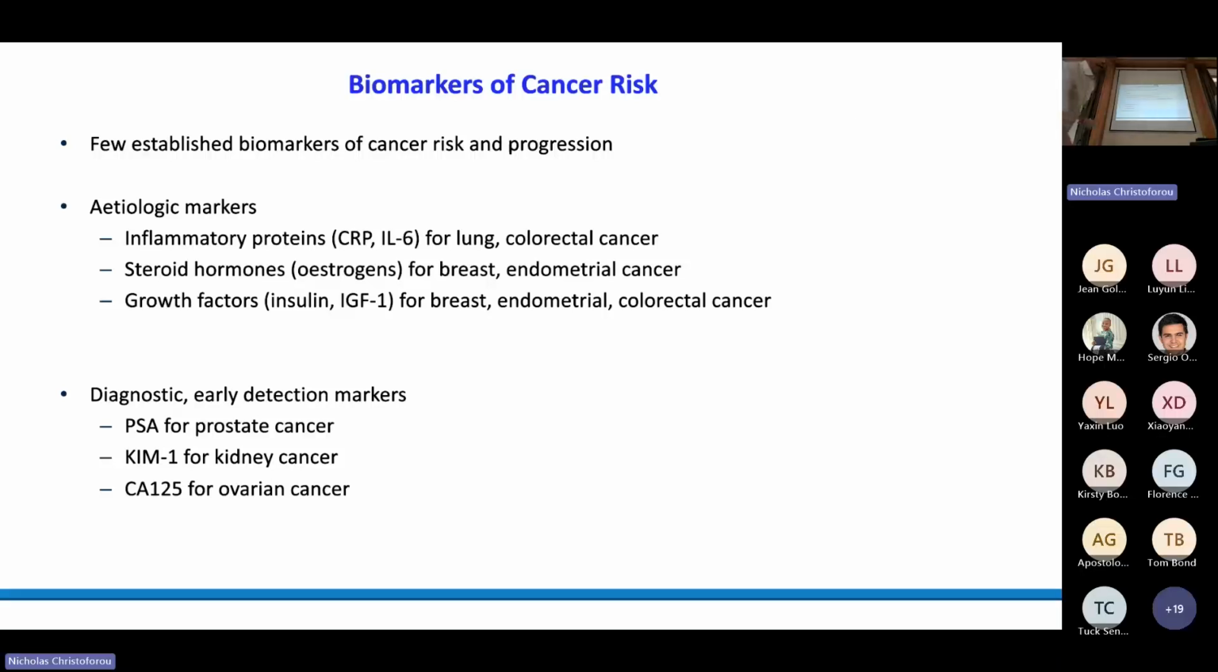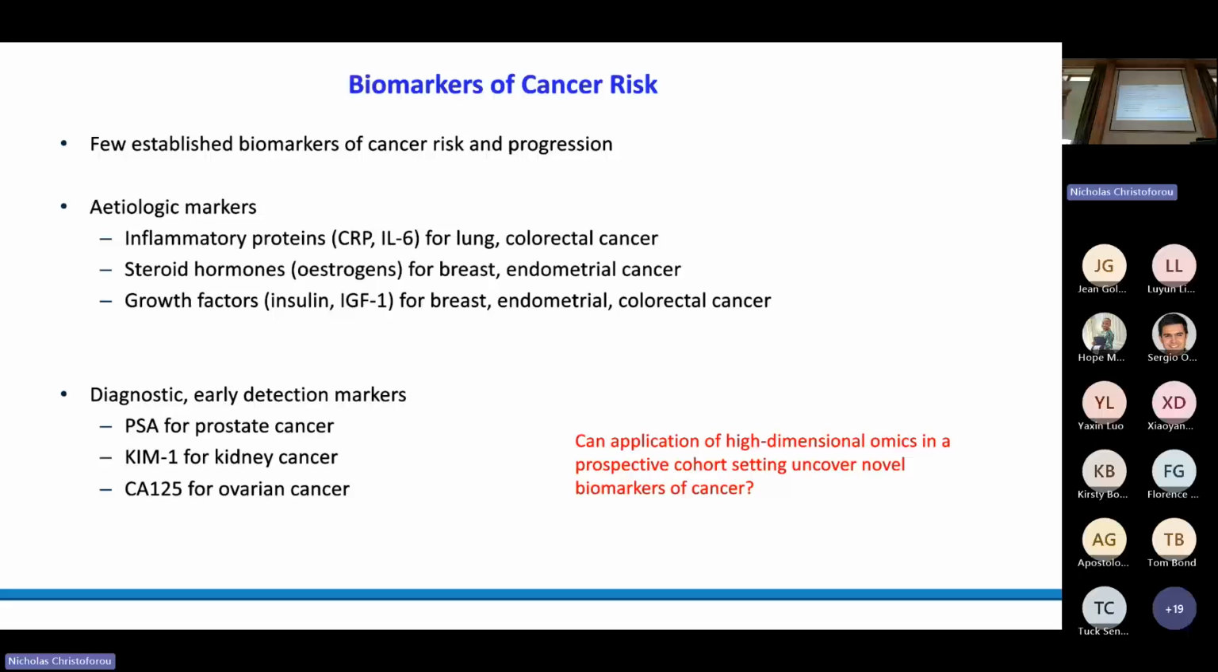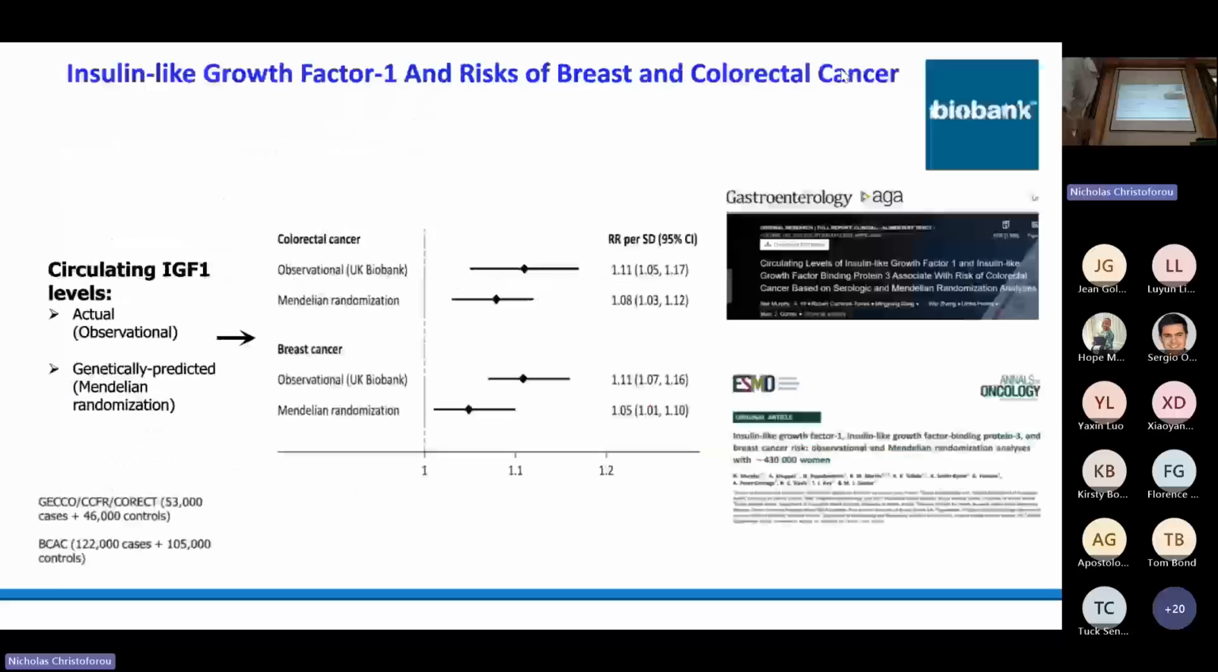So I think the question we then can ask ourselves is, can the application of some of these new high-dimensional profiling techniques, such as proteomics, metabolomics, within large-scale prospective cohorts, can they uncover novel biomarkers of cancer and help us identify causes of cancer development? And I think the combination of prospective cohorts where we can measure biomarkers along with genetics, and then working with experimental models, is a really exciting path forward for identifying new causes of cancer and identifying biomarkers. So I think we're already making some progress in this area.